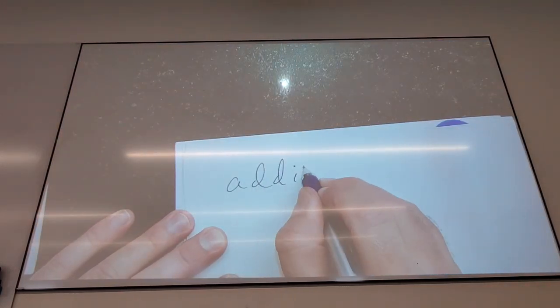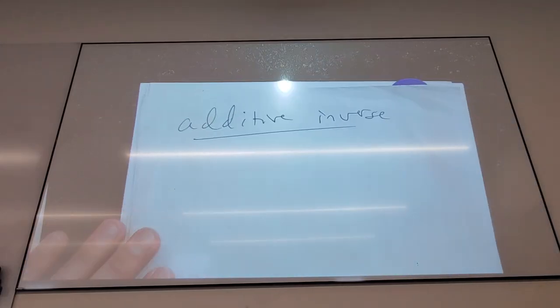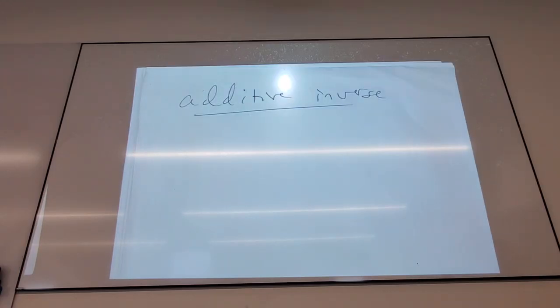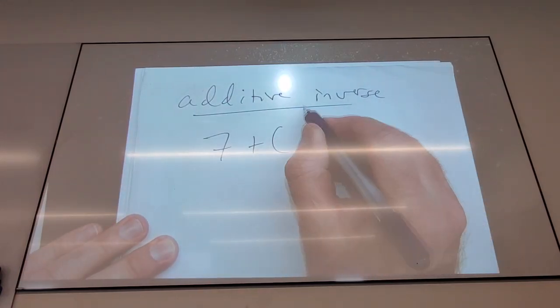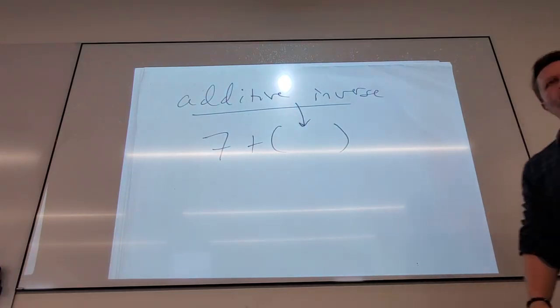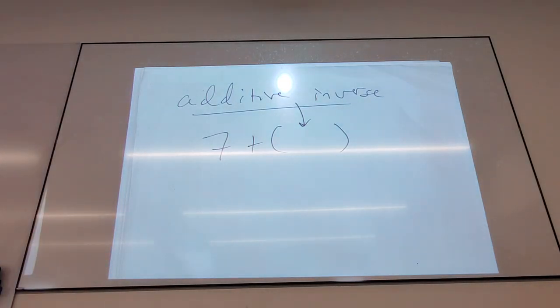Additive inverse. I want to come back to this, because before today I haven't been able to say this. So if I have 7, what is the additive inverse of 7? What's the opposite of 7 additively? We already know the multiplicative inverse would be 1/7.